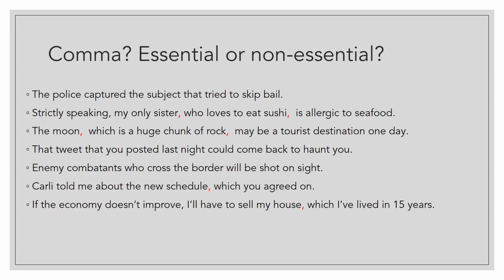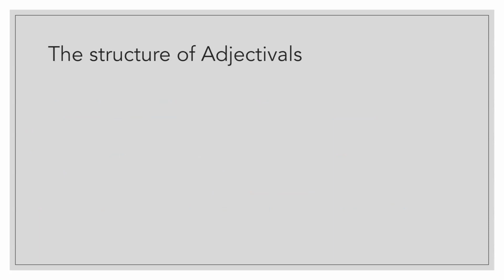And then enemy combatants, we're not going to shoot every enemy combatant, right? But we will shoot if you cross the border. So we need to identify which enemy combatants we are going to shoot. We're not crazy here. We're not going to shoot everybody. But if you cross the border, you will be shot. So enemy combatants who cross the border, that's an essential clause there, so we don't put a comma.